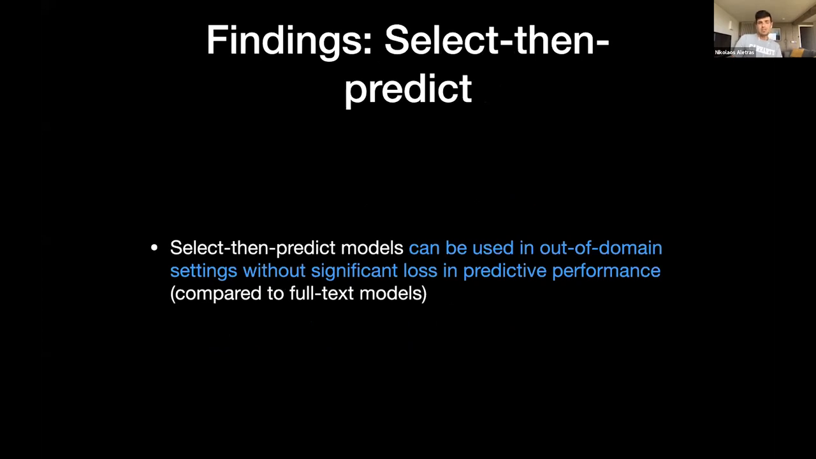Well, for select and predict models, the results were as expected. Probably you can use them in out of domain settings without significant loss in predictive performance, which is really good. The problem with most of the select and predict models is that their performance is lower compared to using full text, even in domain settings. So it's a trade-off between performance and trusting the model predictions for those particular types of models.